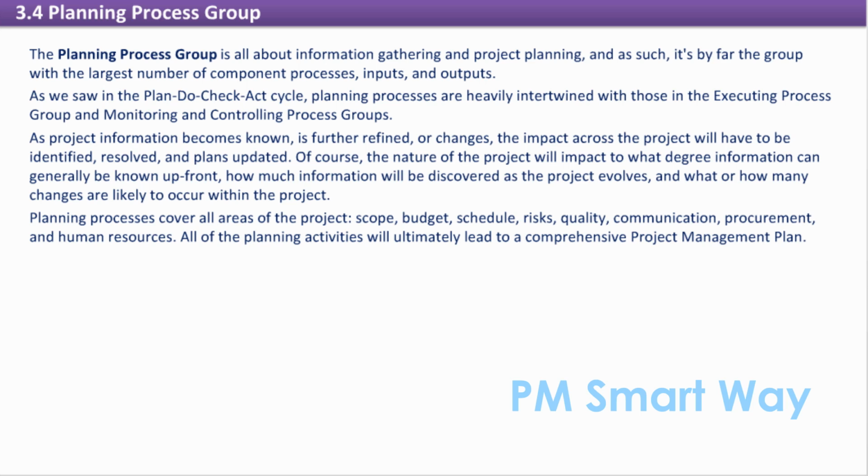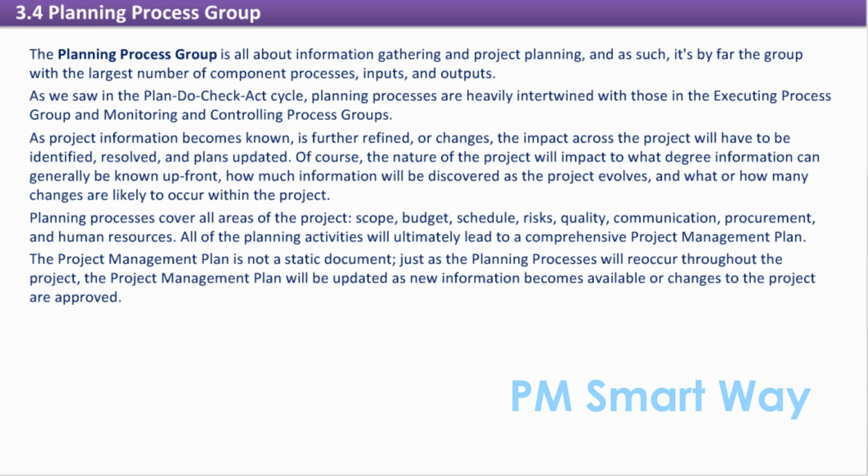Planning processes cover all areas of the project: scope, budget, schedule, risks, quality, communication, procurement, and human resources. All of the planning activities will ultimately lead to a comprehensive project management plan. The project management plan is not a static document. Just as the planning processes will reoccur throughout the project, the project management plan will be updated as new information becomes available or changes to the project are approved.